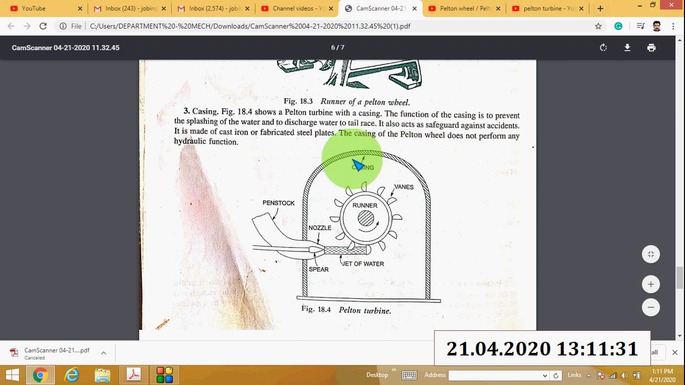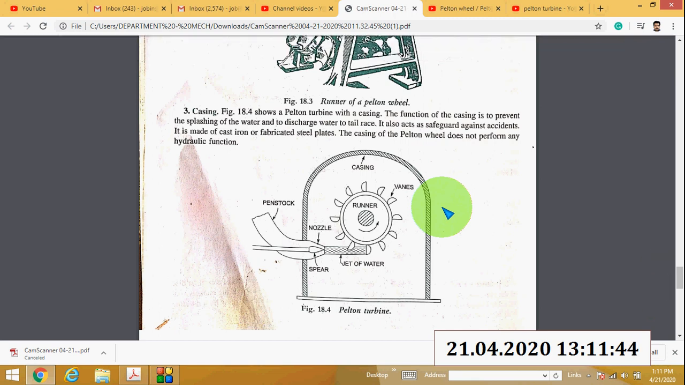Then the casing of the Pelton wheel does not perform any hydraulic function. It is only a safeguard against accidents. There is no other particular function for this casing.